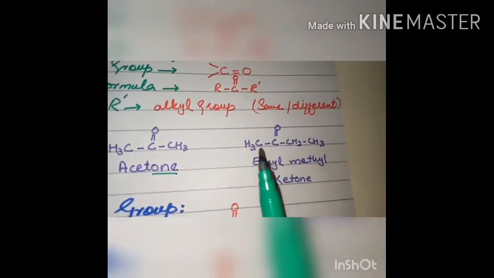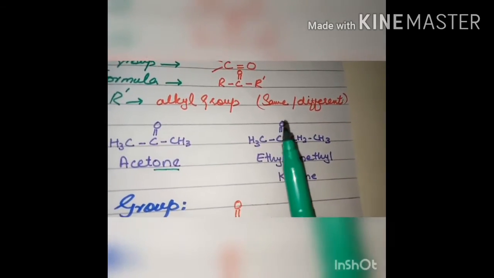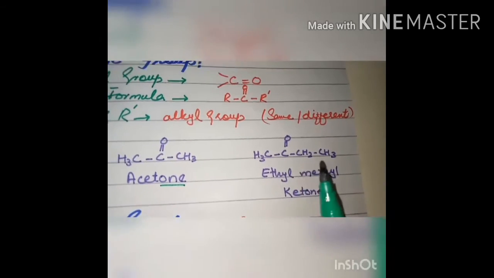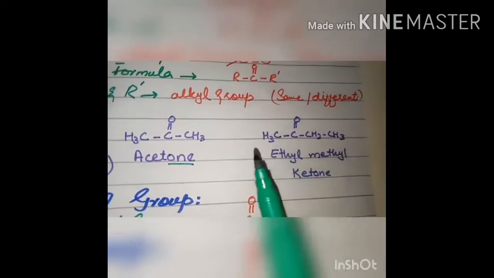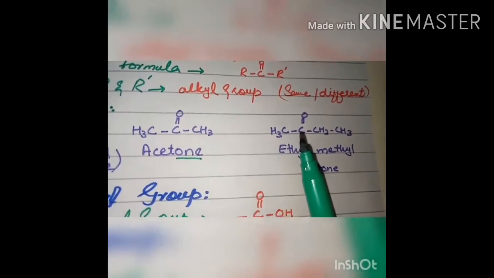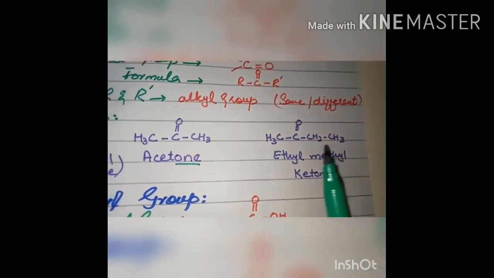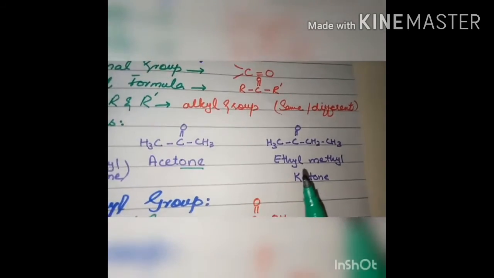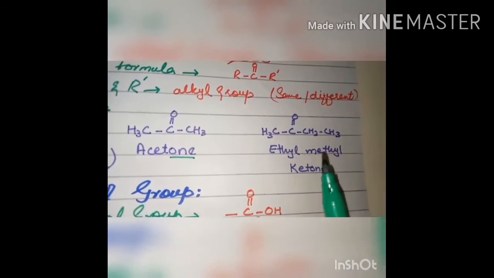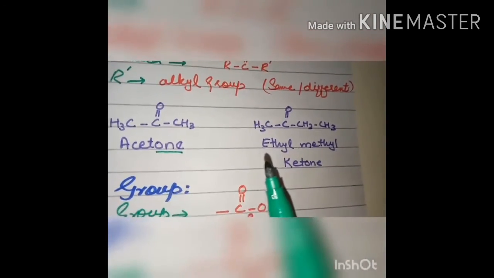Then the next example is CH3, C double bond O, CH2CH3. Here the alkyl radical is different. It's ethyl methyl ketone. And remember again the rule for naming organic compounds, that alphabetically the letter that comes first will be named first. So it is ethyl methyl ketone.